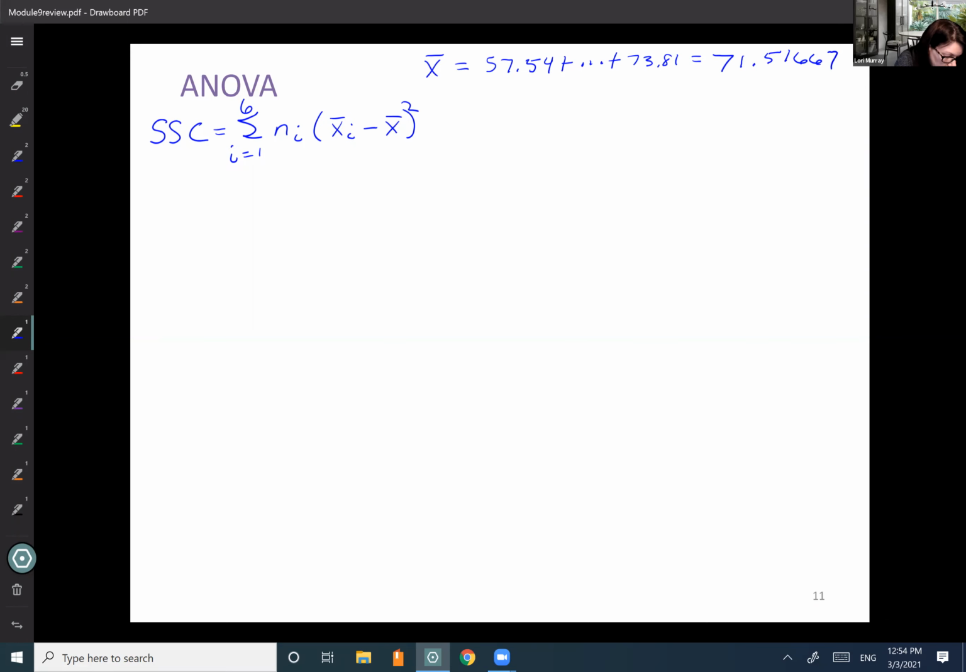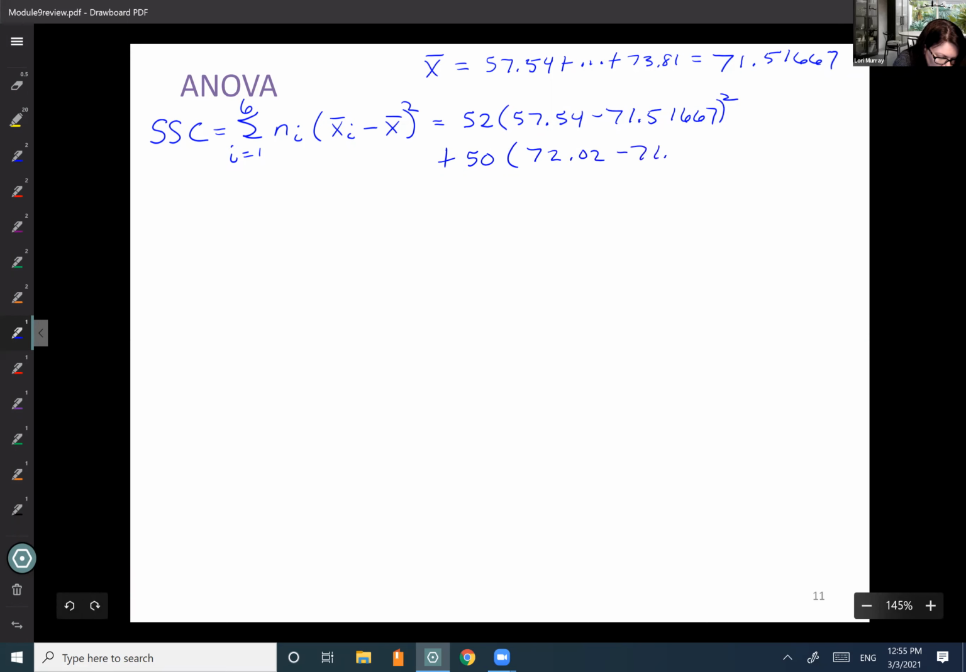Okay, so we can plug these in now. The first one is Africa. That's going to be 57.54 subtract 71.51667, and squared. We want to square those. Next, Asia, 50 countries, with 72.02, subtract 71.51667, squared.